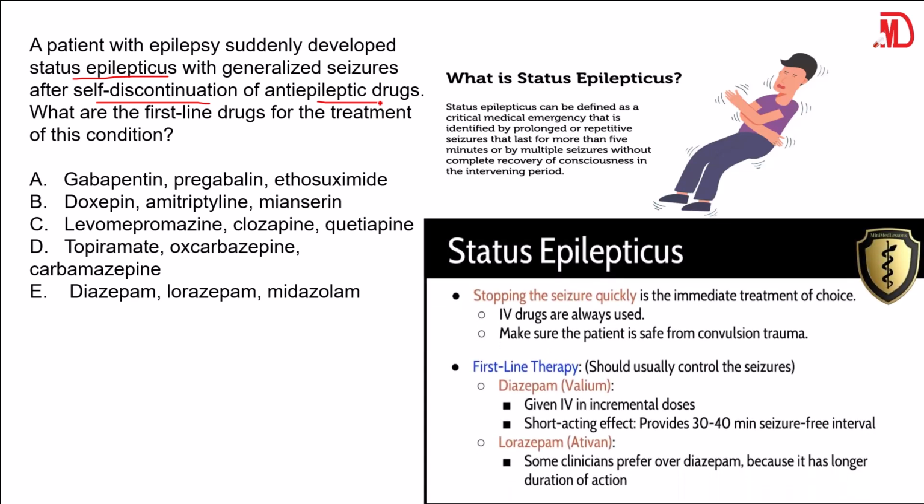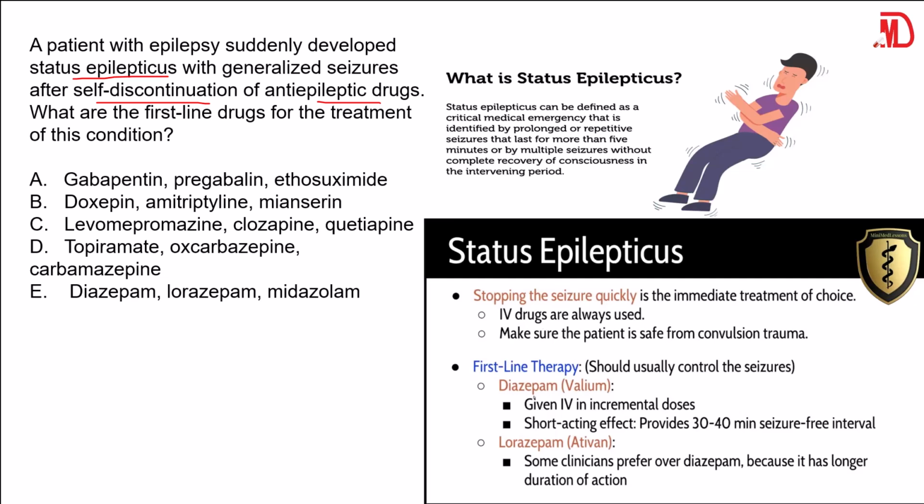All right. So how do we manage such cases when they come to us? Normally the thing to do first is to stop the seizure. And how do you do that? You give your IV medications and then make sure the patient is safe from convulsing trauma. Sometimes you check the surroundings to make sure that there's nothing there that can harm the patient.